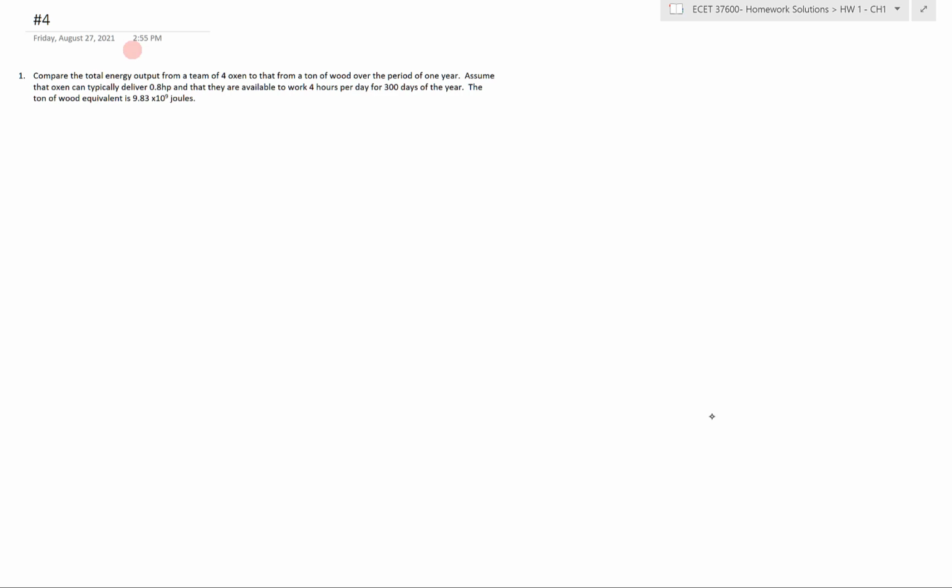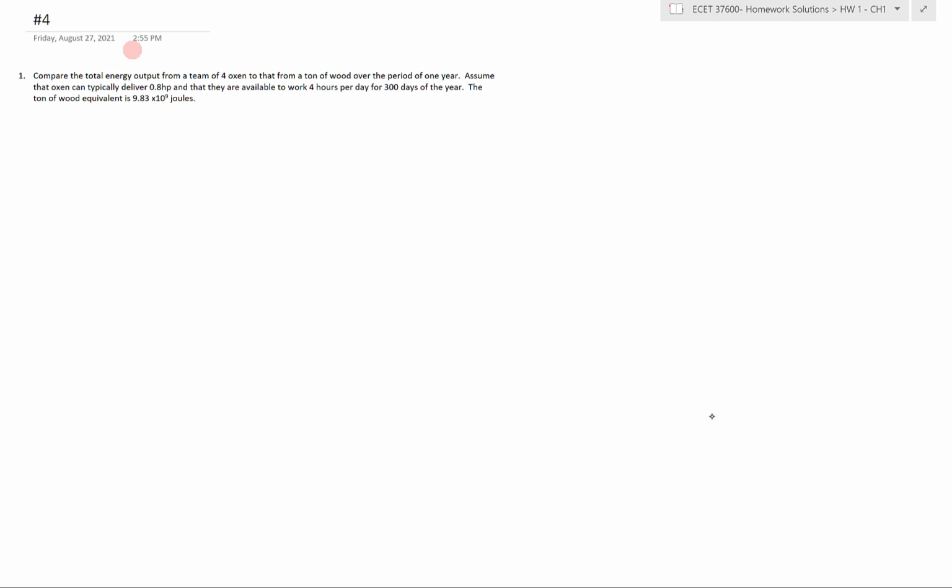Compare the total energy output from a team of 4 oxen to that from a ton of wood over the period of 1 year. Assume that oxen can typically deliver 0.8 of a horsepower, and they're available to work 4 hours per day on average, 300 days out of the year. The ton of wood equivalent is 9.83 times 10 to the 9th joules.